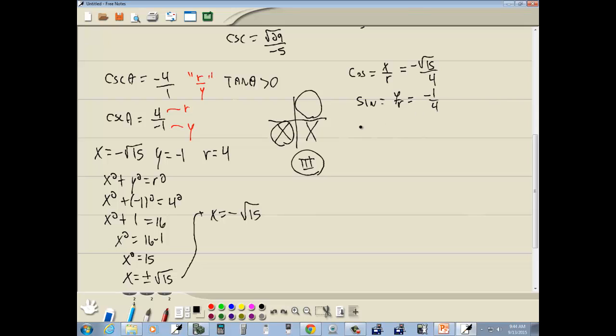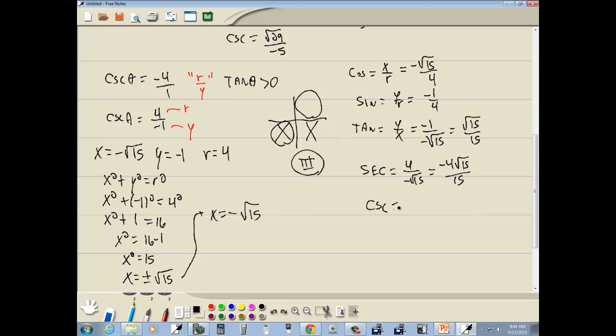1/4. Tangent is y over x, which would be negative 1 over negative square root of 15. Negatives cancel and multiply top and bottom by the square root of 15, and we got square root of 15 over 15. Secant is cosine flipped, which would be 4 over negative square root of 15. Move the negative up on top and multiply top and bottom by the square root of 15. So we got negative 4 square root of 15 over 15.